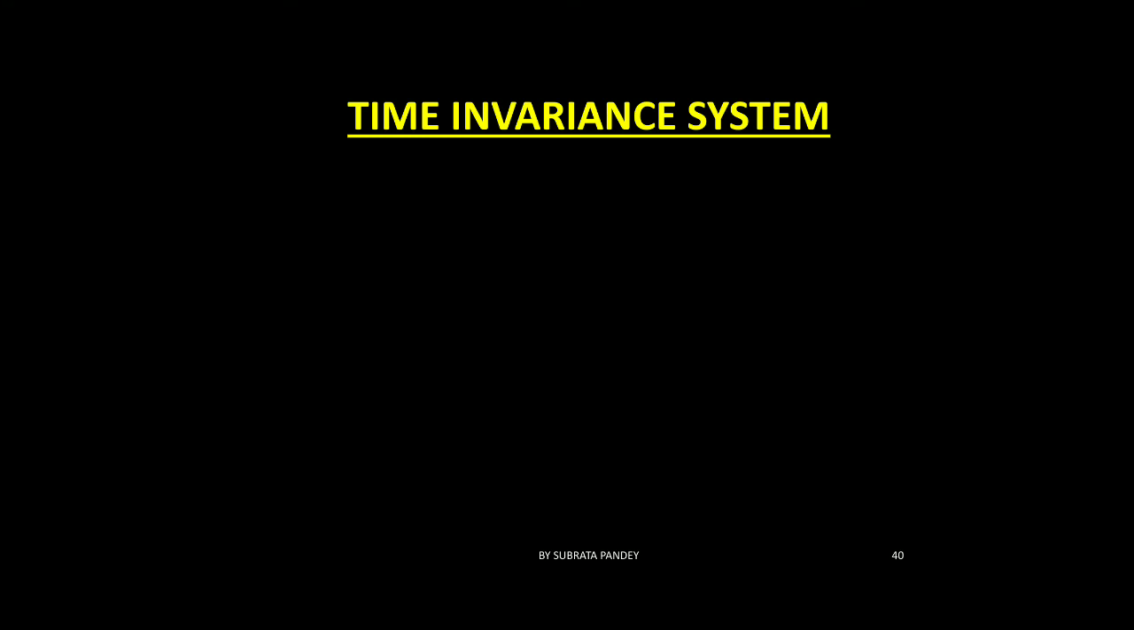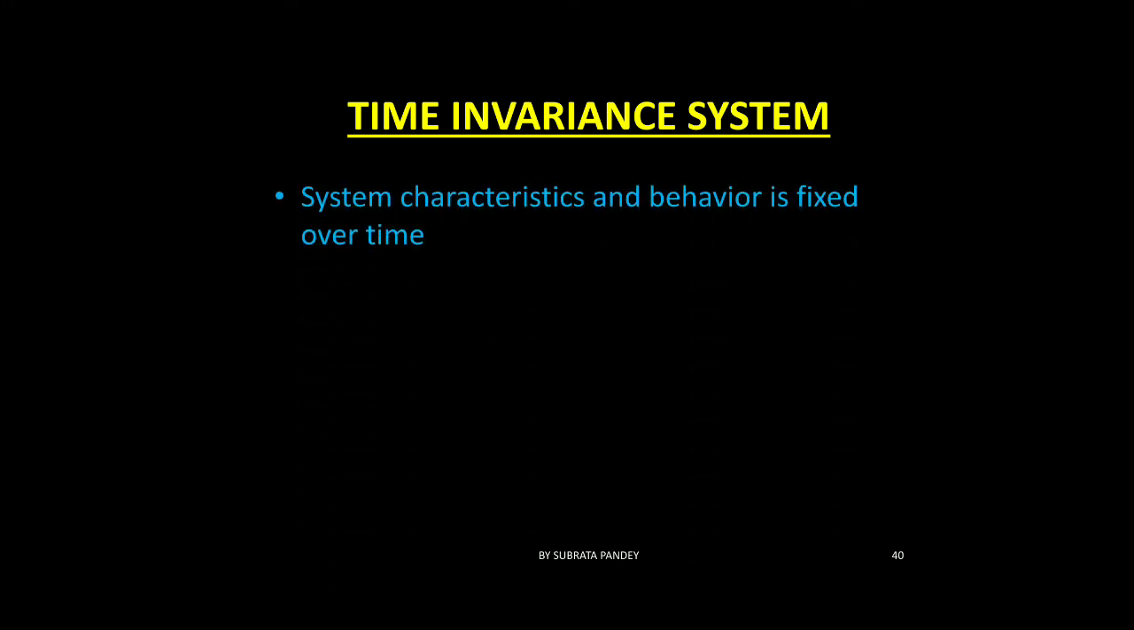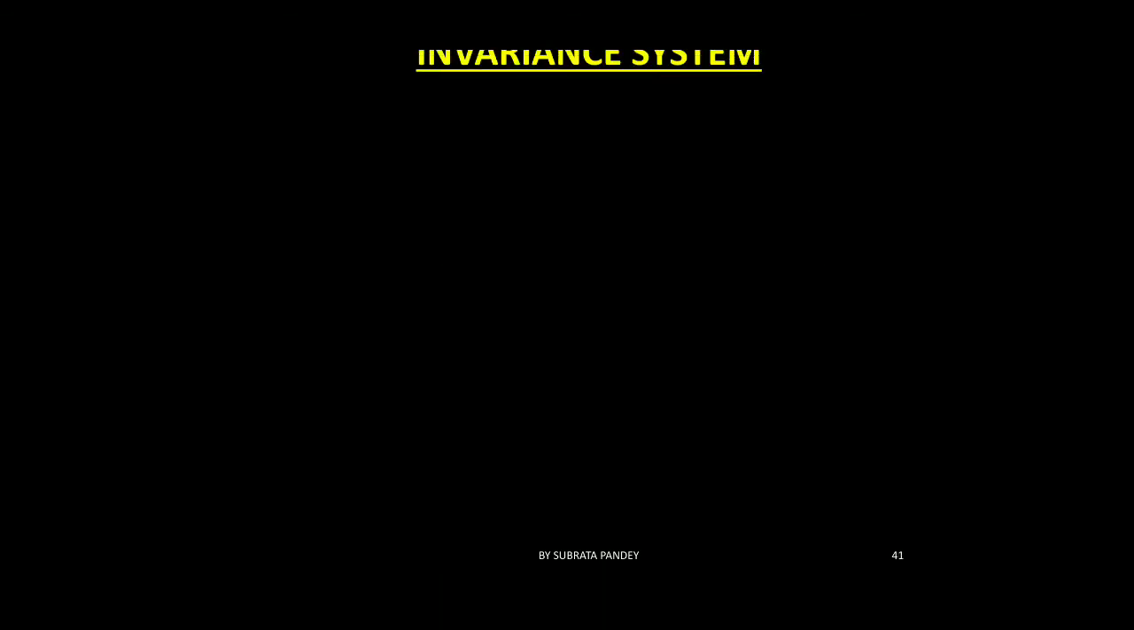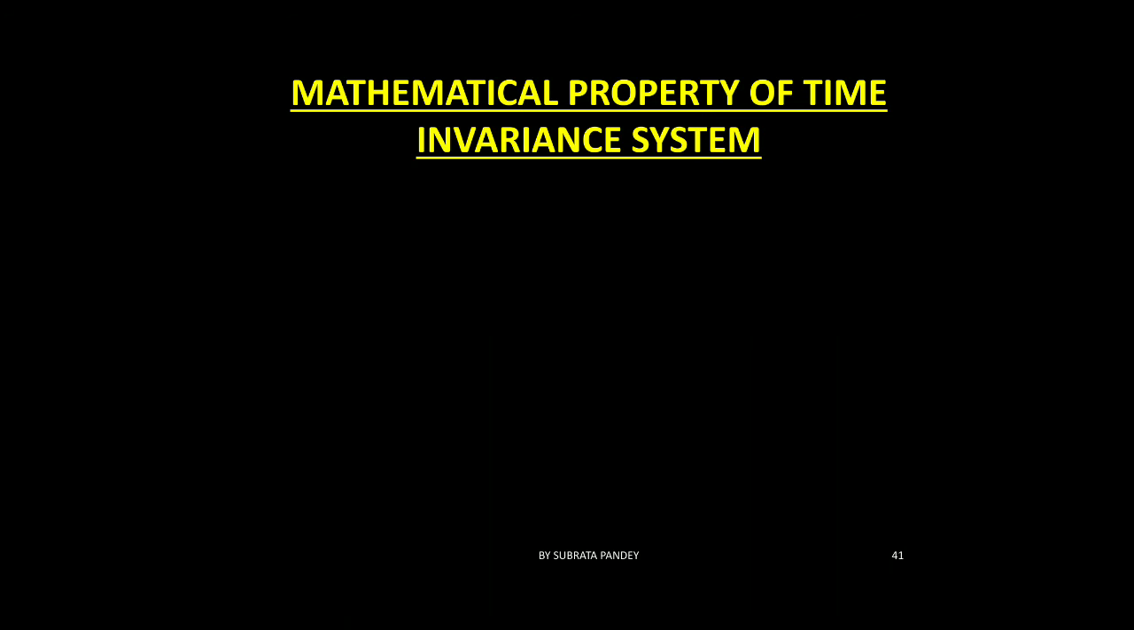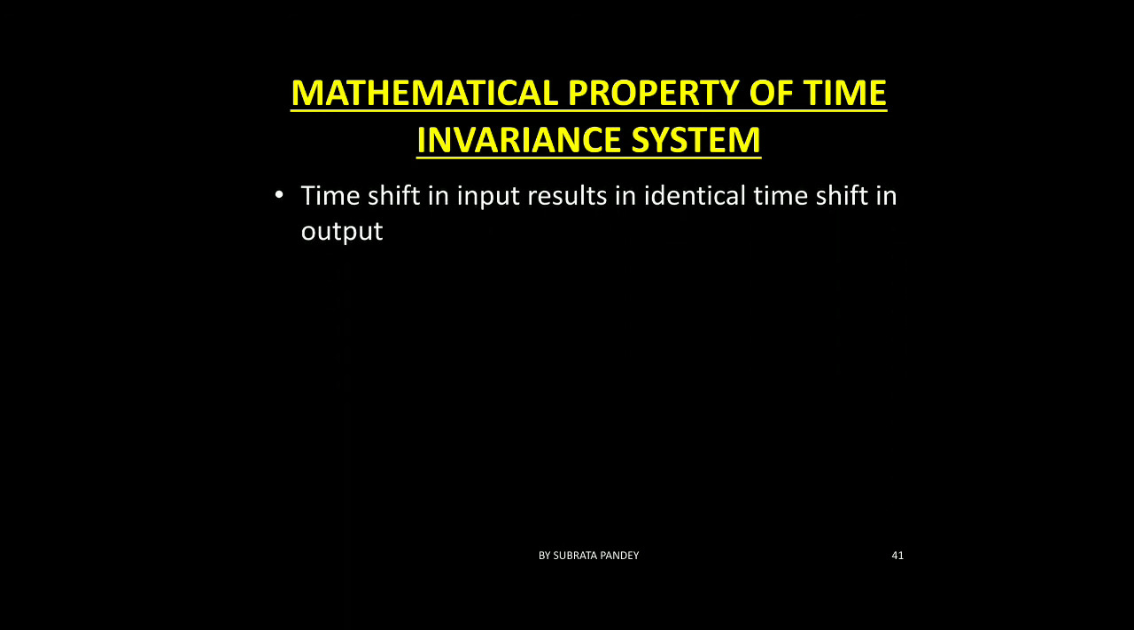Next, time invariant system. System characteristics and behavior are fixed over time in the case of a time invariant system. Suppose we have an RC circuit, and if the values of R and C do not change over time, we can say that it is a time invariant system. So what are the mathematical properties of a time invariant system? A time shift in input results in an identical time shift in output.